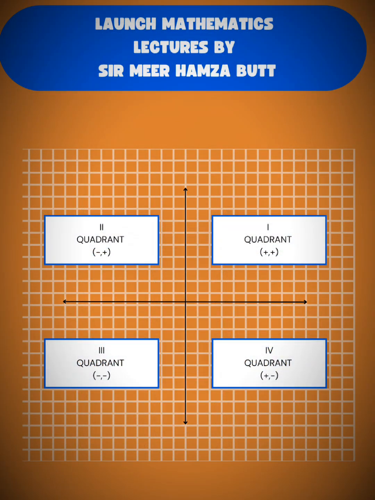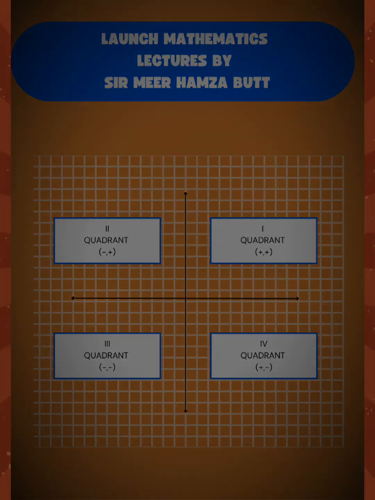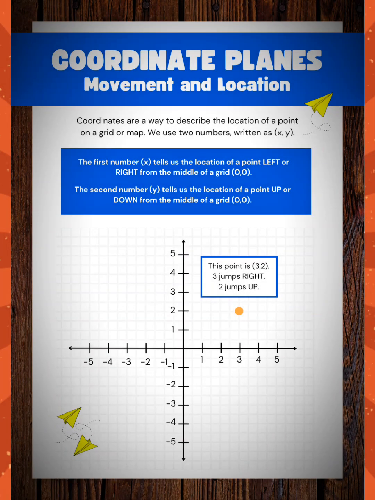Here is the figure of what we have learned so far. There are two perpendicular lines that intersect at the point called origin, and there are four quadrants going around anticlockwise. First quadrant, second quadrant, third quadrant and fourth quadrant. So let's understand the coordinate plane system with examples.